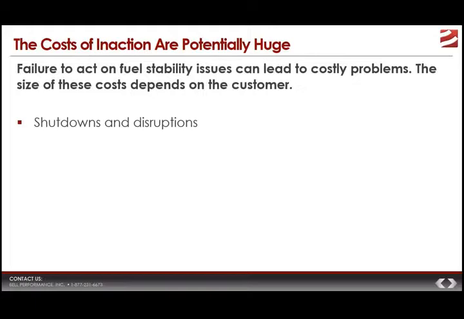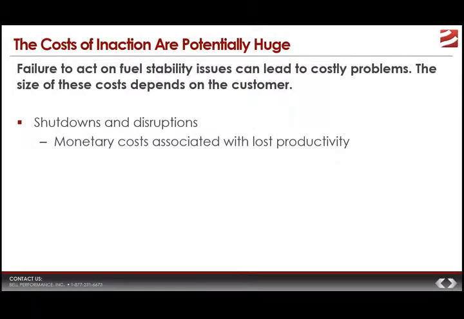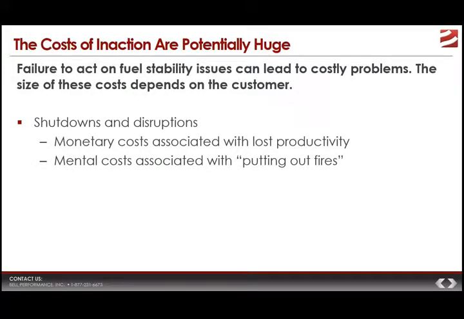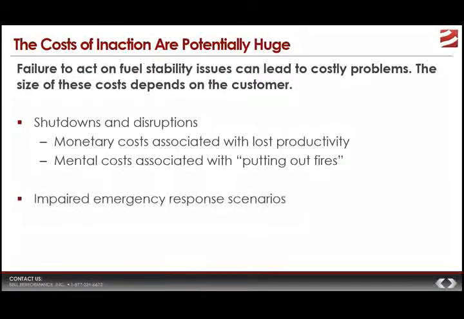The kinds of things that can happen: they can have shutdowns and disruptions. They can have the monetary costs that are associated with lost productivity if their equipment goes down because the fuel unexpectedly went bad in storage. There's also the mental costs associated with putting out the fires. Professionals have enough stress in their lives not to have suddenly added problems, added fires cropping up that they have to expend time and resources to put out. There can be the cost of impaired emergency response scenarios.